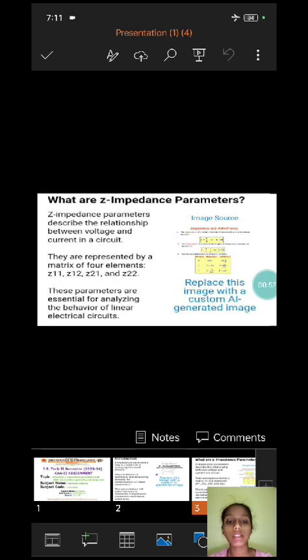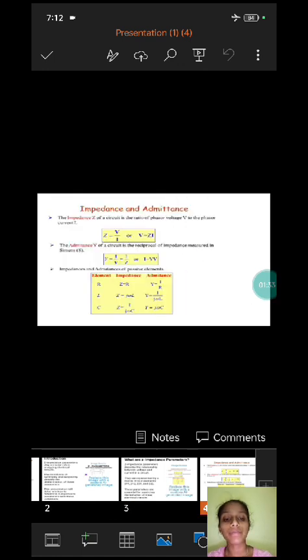Next one, what are Z impedance parameters? First of all, Z impedance parameters describe the relation between voltage and current in the circuits. And they are represented by a matrix of four elements: Z11, Z12, Z21 and Z22. These parameters are essential for analyzing the behavior of linear electrical circuits.